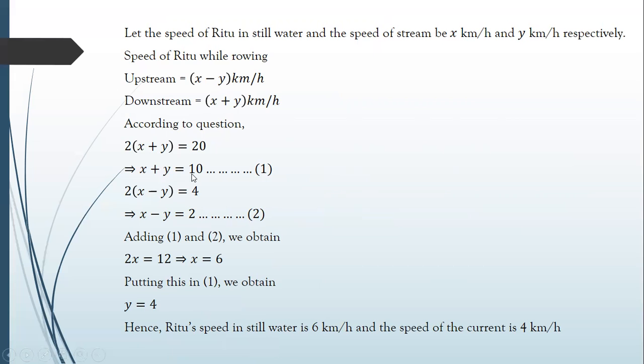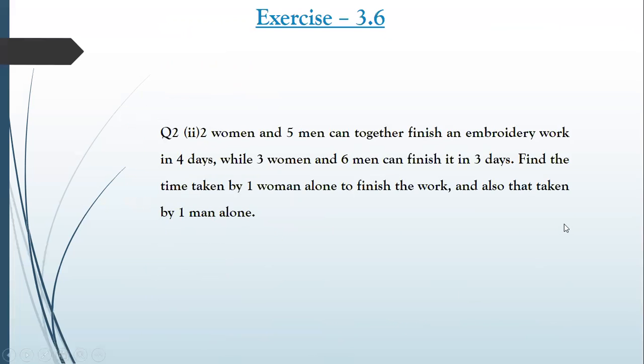So we get x plus y as 10, x minus y as 2. These two equations we have. Now, when we solve this, we get x as 6 and y as 4. Therefore, the speed in still water is 6 and the speed of the current is 4.